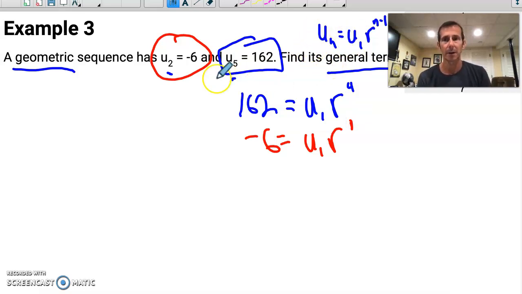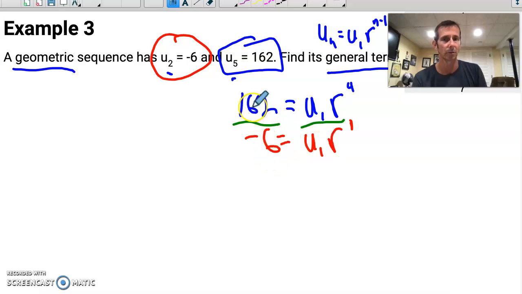Now, in arithmetic sequences, when I gave you pieces somewhere down the middle of the sequence, you had to use a system of equations, and you could solve it by adding or subtracting those equations together, because there's a common difference, and the opposite of that is adding or subtracting. So this is geometric, so I can't add and subtract these and make anything go away, but what I can do, because it's geometric and the key is a common multiplier, is if the two red sides are truly equal, I can divide 162 by -6, and I can divide u1r^4 by u1r^1.